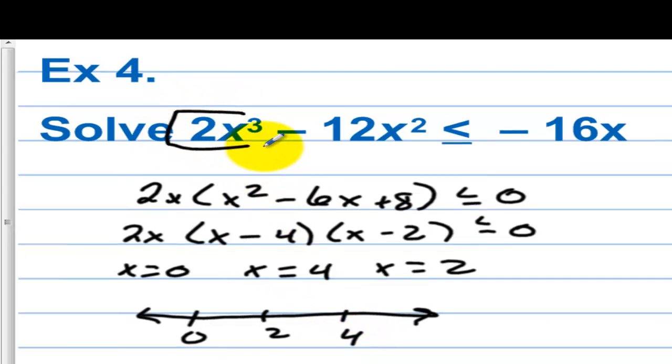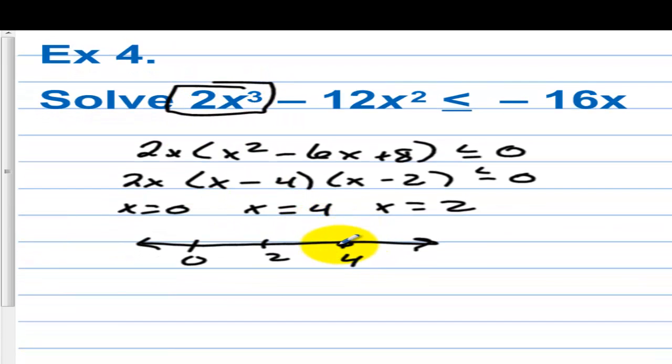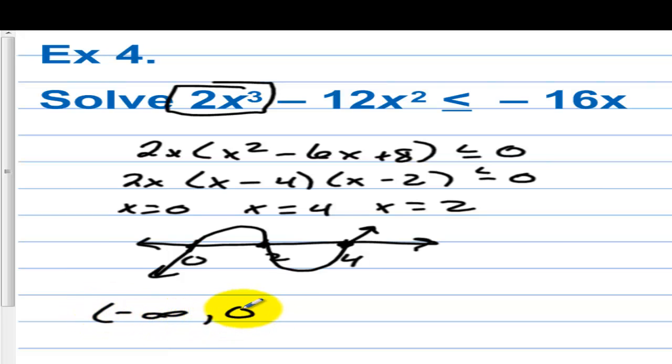Now this is another x to the third. So the end behavior looks like this. All of these count one time. So we have cut through, and cut through. And now we want the values that are negative. We want to know where this graph is below the x-axis. So negative infinity to 0, and we can include 0. And then 2 to 4, and we can include all those because we have the equal to part in the inequality.